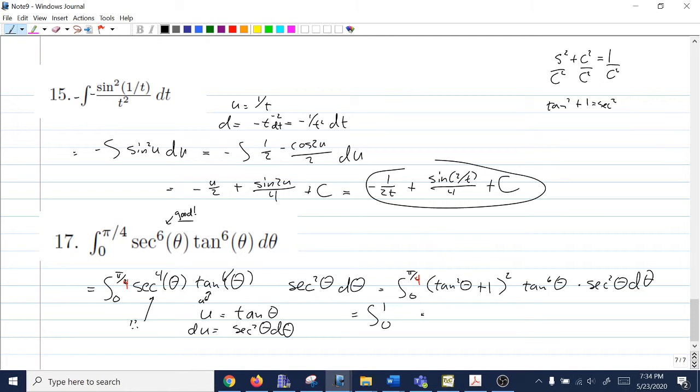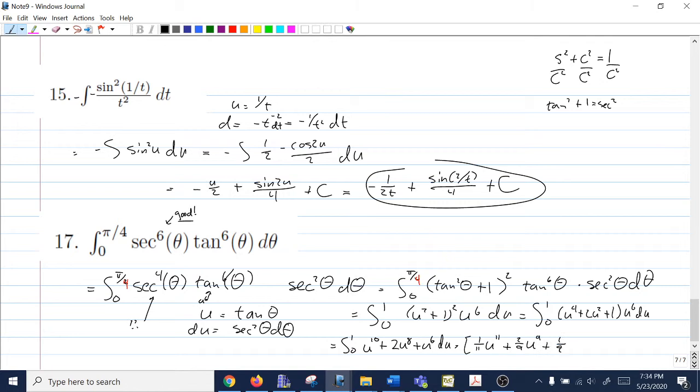Tangent squared plus 1 squared becomes u squared plus 1 squared u to the 6 du. Let's square that. That's u to the 4th plus 2u squared plus 1 u to the 6 du. This becomes integral 0 to 1 u to the 10 plus 2u to the 8 plus u to the 6. I can evaluate that integral. I get 1/11th u to the 11 plus 2/9 u to the 9 plus 1/7 u to the 7. Evaluate that from 0 to 1.